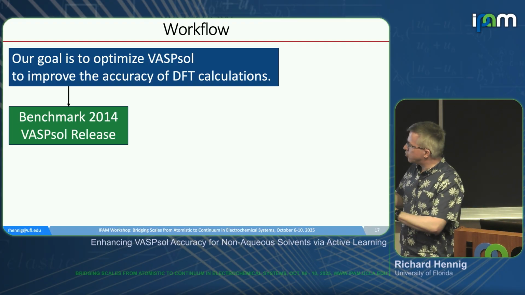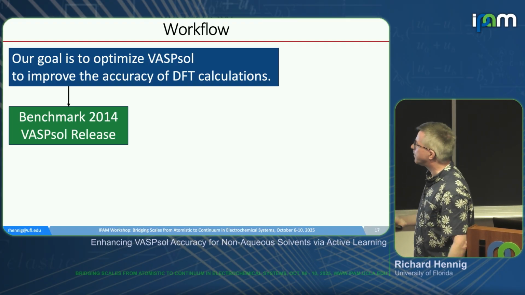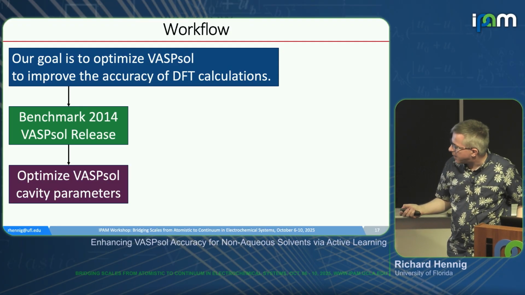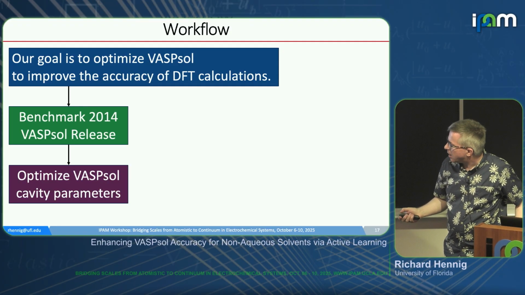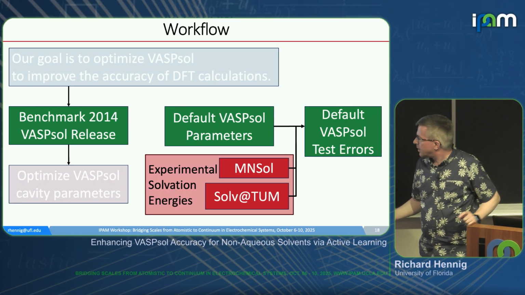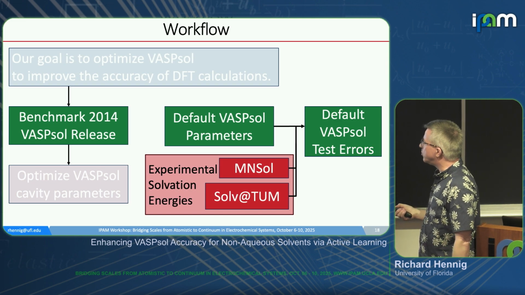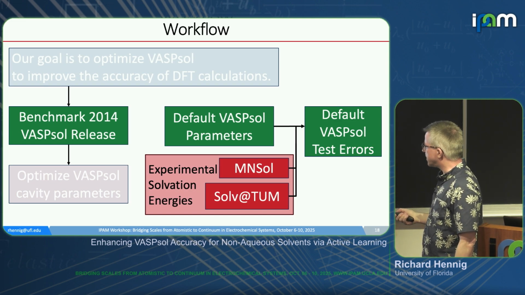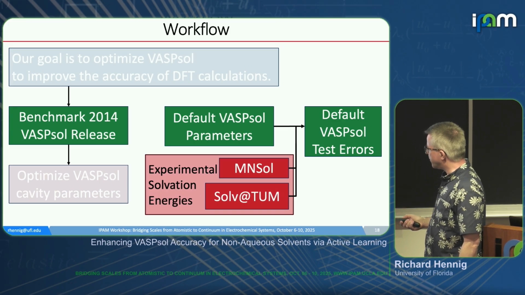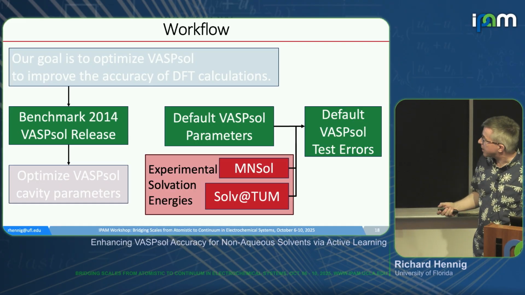And I'm going to give you now first an overview of what I'm going to talk about next. We're going to start with these initial parameters, and we're going to try to optimize those parameters to come up with better parameters for water and for other solvers. And we're going to do that using two data sets. One is the data set by Don Truhlar at the University of Minnesota, and the other one is a data set solved at TUM, the Technical University in Munich.